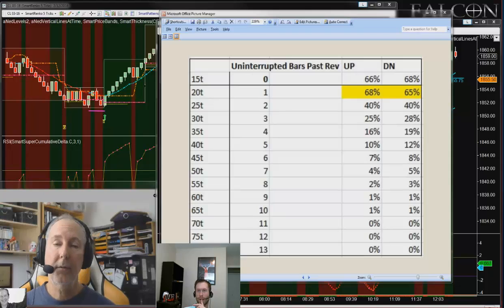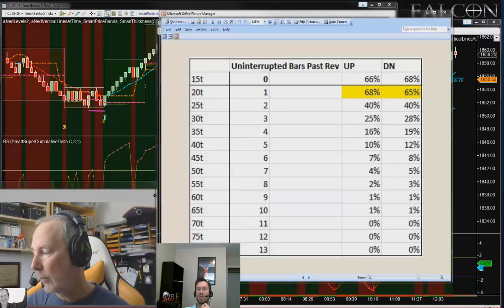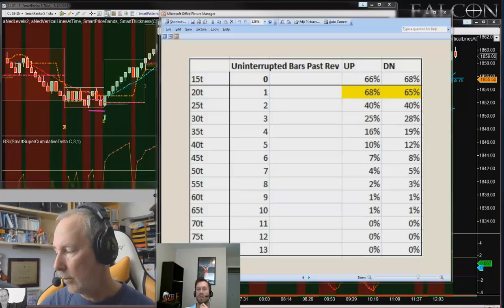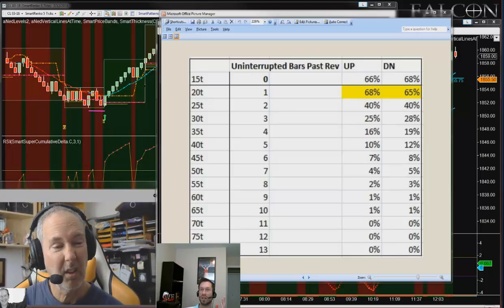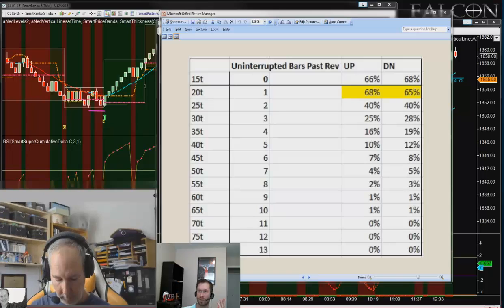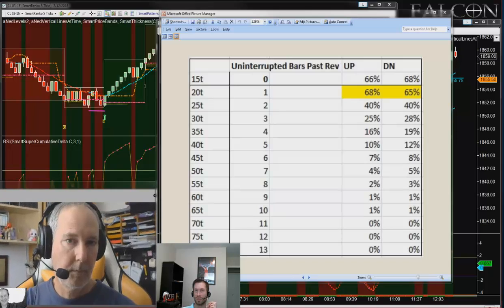3 months. But what I'm drawing your attention to right here is the fact that when you go 20 to 25, what happens to the probability? It gets worse than random. Do you ever want to trade in a situation that's less than random? No. So basically, if it's gone 25 ticks from the pivot, you're in a less than random situation.